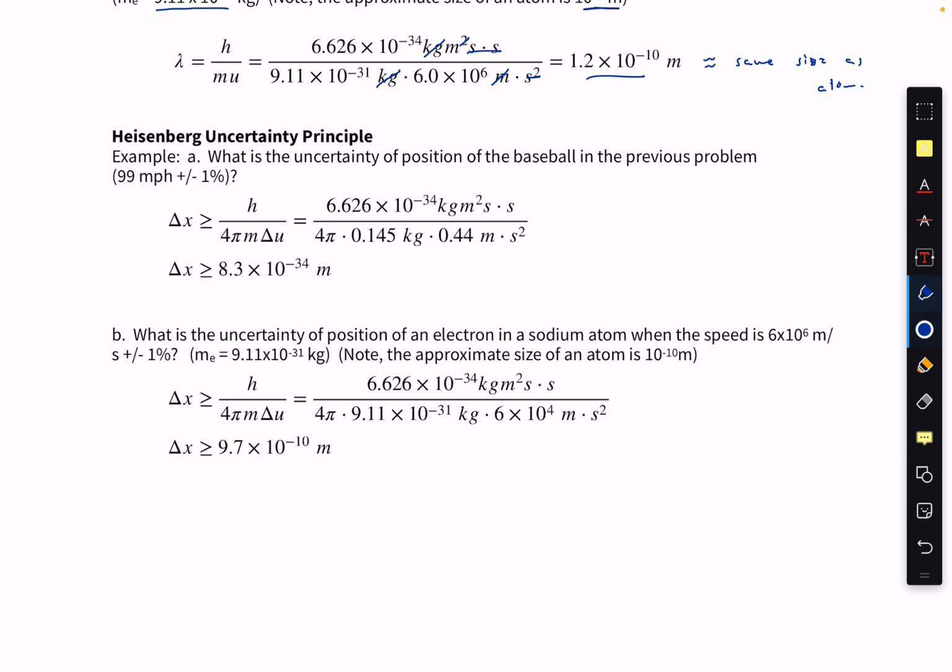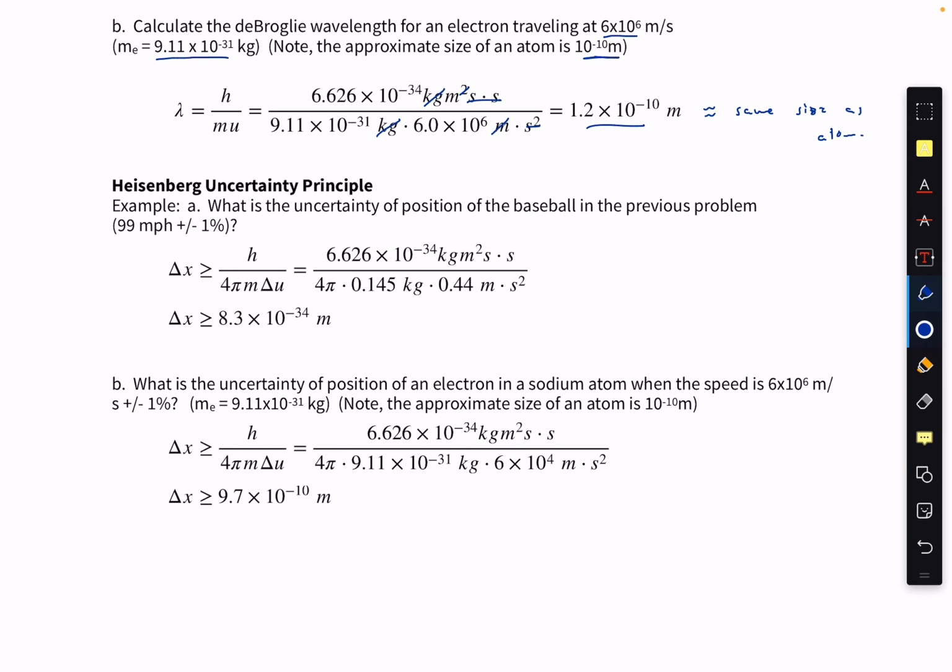The next example deals with the Heisenberg uncertainty principle. It says, what is the uncertainty of position of a baseball in the previous problem if its speed is measured at 99 miles per hour plus or minus 1%? So we're going to take Heisenberg's uncertainty principle here and divide both sides of it by m delta u, so we can get the uncertainty in position by itself.